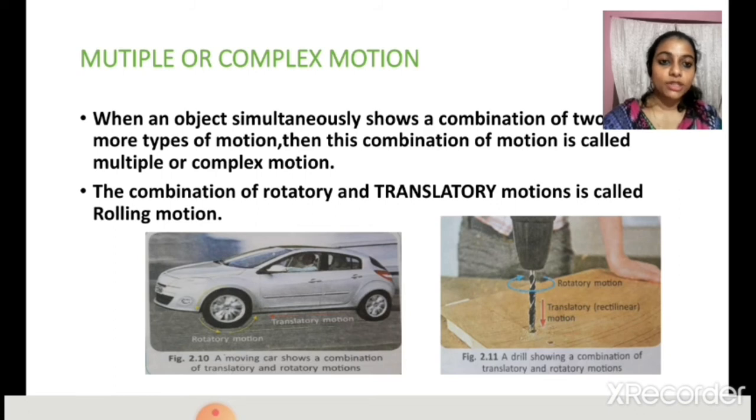And next one, the combination of rotatory and translatory motion is called the rolling motion. Rolling motion is a very important thing you have to study well. See, when we are taking the two particular motions, that is the rotatory and translatory motion, the combination of these two motions is known as rolling motion. So complex motion is nothing but the combination of two or more types of motion simultaneously. Okay. Next one is an example, a drill showing a combination of translatory and rotatory motion. So we can say that it is also a rolling motion.